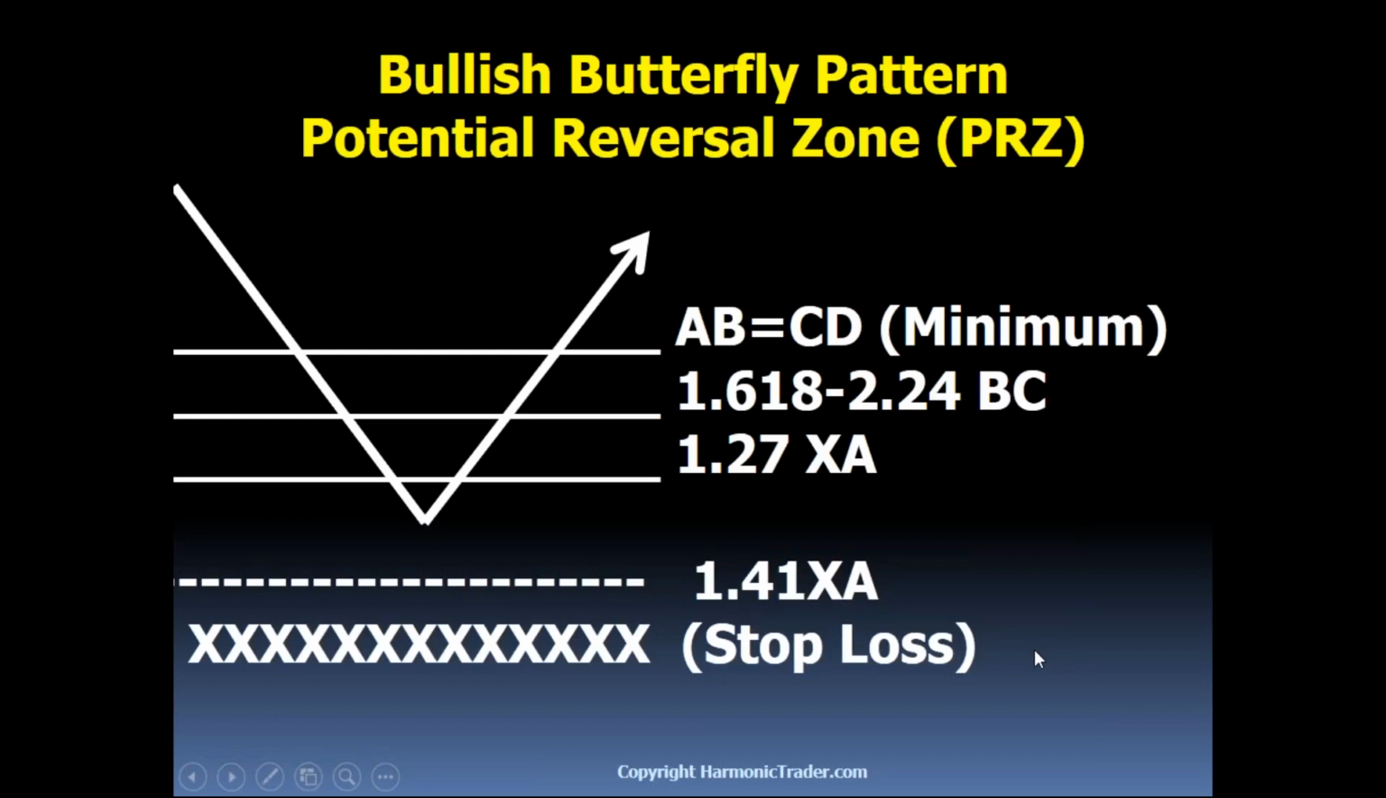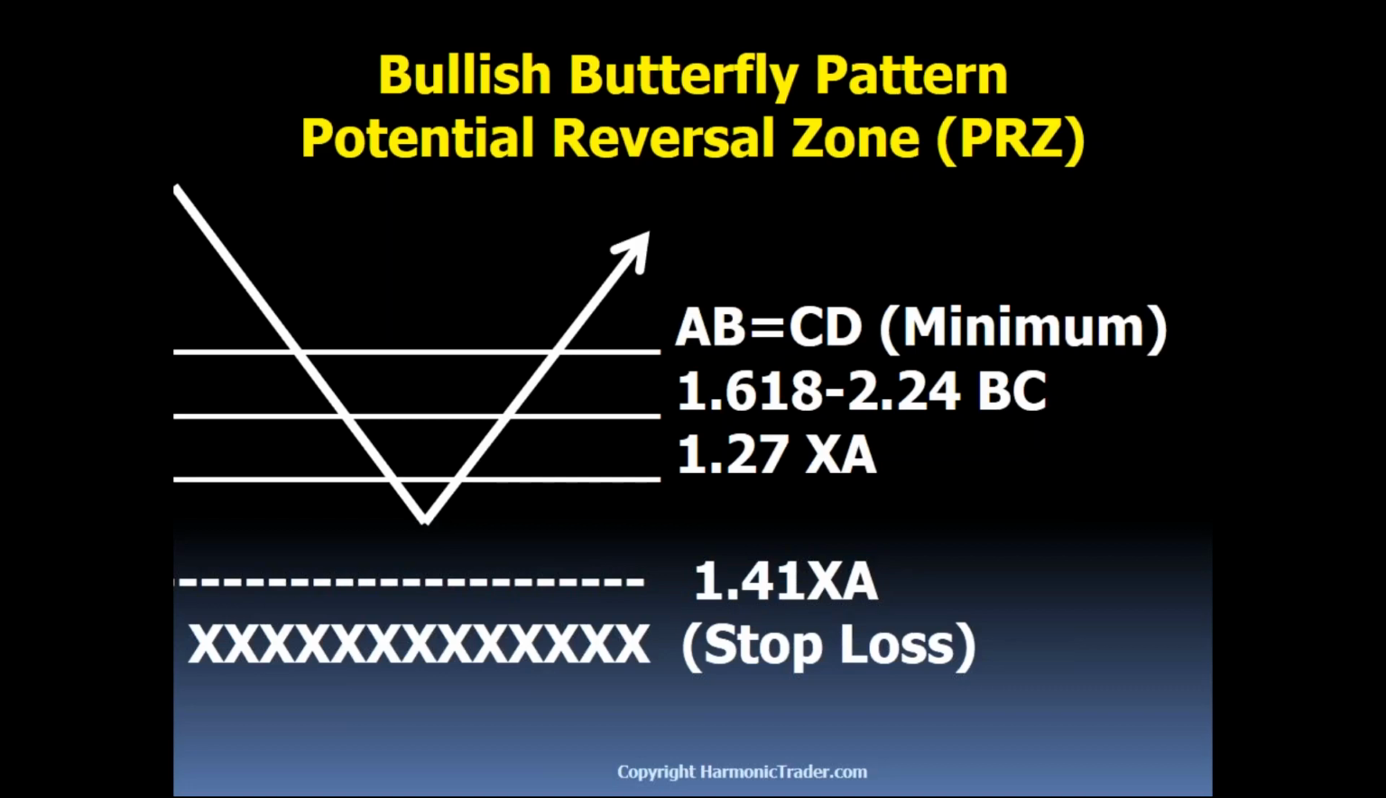Now in the potential reversal zone for the butterfly, we want to see a couple key measures be tested. First is the AB equals CD equivalent structure at a minimum. If that is satisfied, then usually we're going to see an alternate structure there. But as long as that minimum requirement is tested, that is one condition that satisfies the pattern. Then we're looking for a minimum 1.618 BC extension, can be as much as a 2.24, but both of these measures converge close to the 1.27 XA.